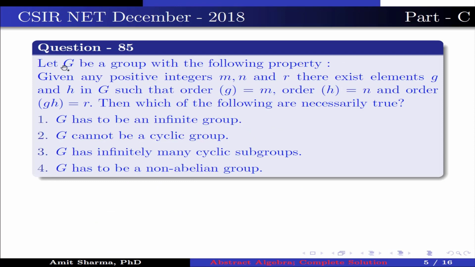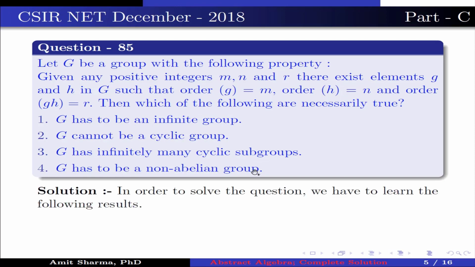Question number 85. Let G be a group with the following property. Given any positive integers m, n and r, there exist elements g and h in G such that order of g is m, order of h is n, and order of gh is equal to r. Then which of the following are necessarily true? Option 1. G has to be an infinite group. Option 2. G cannot be a cyclic group. Option 3. G has infinitely many cyclic subgroups. Option 4. G has to be a non-abelian group.